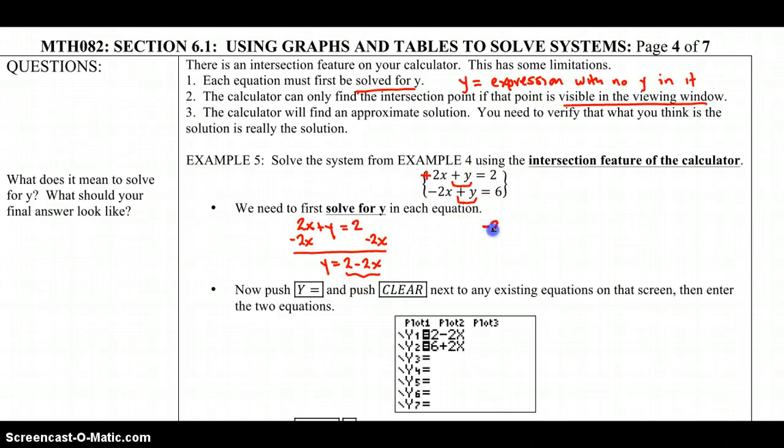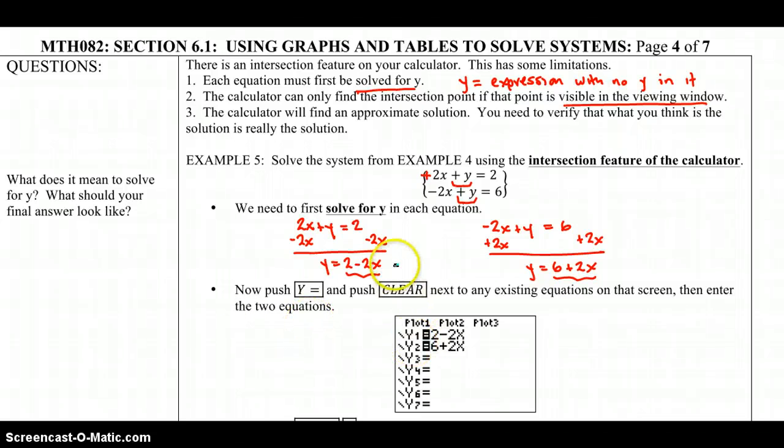Now if we take our second equation, negative 2x plus y equals 6, and again we're trying to solve for y, so to undo the subtract 2x we're going to add 2x to both sides, and that will give us y equals 6 plus 2x. Okay, so again this is now solved for y. We have y equals, and this expression on the other side has no y in it. So now in your calculator you can push y equals and scroll up and down in that screen from y1 all the way down through y0 and clear out any equations or symbols that may be in there. And then we're going to enter these two equations.